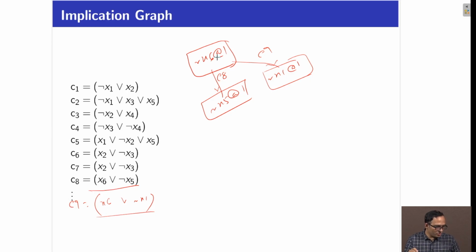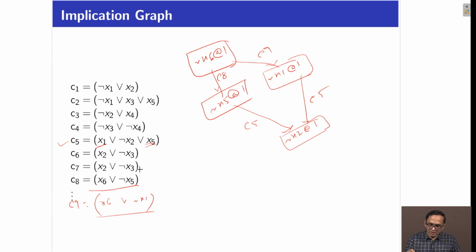Now, from this what I can do, I can basically get one more clause, which is from C5. In C5 you have x1 equal to true. So, this becomes false, then x5 equal to false. So, this will become false. So, it will basically say that not of x2 at decision level 1, right. And then so this is done.